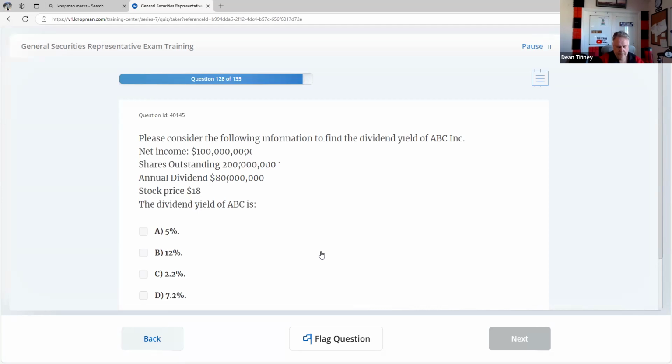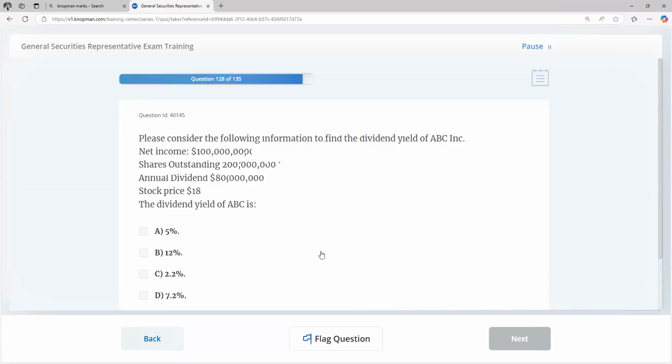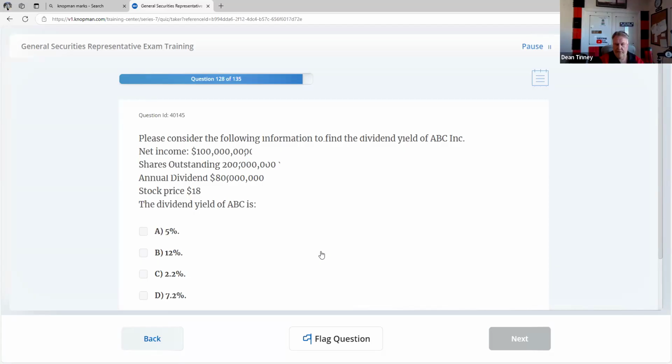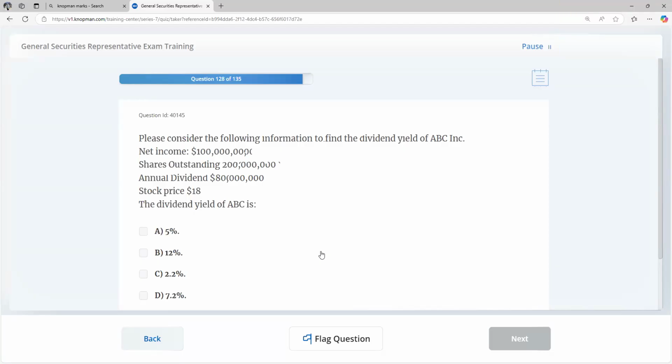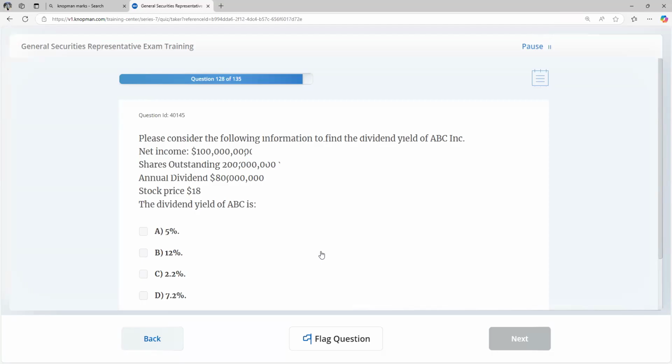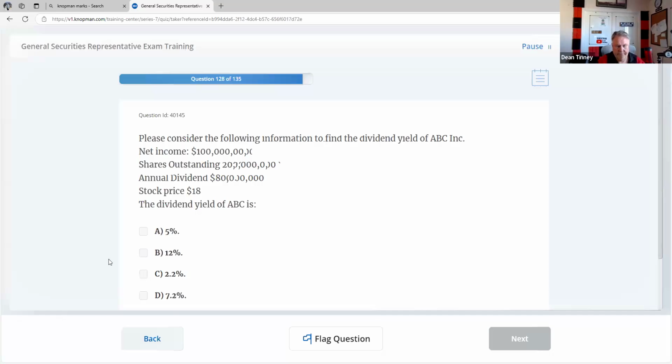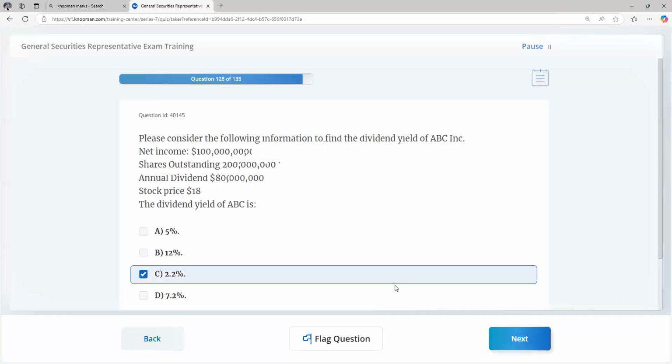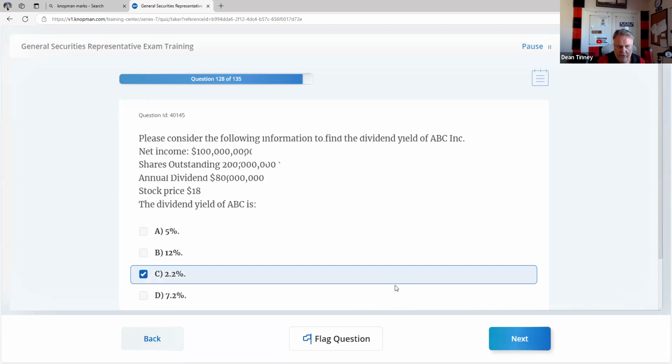And then I get 40 cents on the dividend. I took the 80 million divided by the 200 million shares, because everybody gets a pro rata share of that. And I get 40 cents. Now I'm back in business. What it pays me, 40 cents, divided by what it costs me, $18, I get 2.2%. That's 2.2, right? So the net income was just there to mess you up.